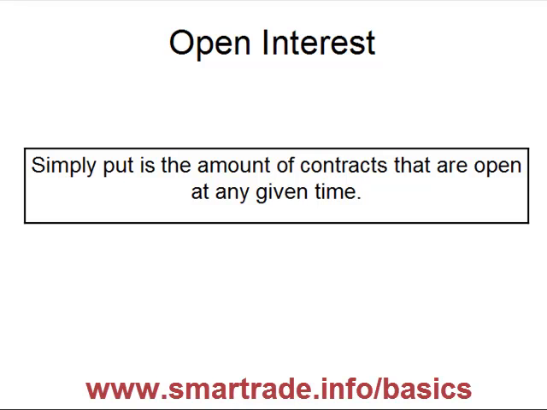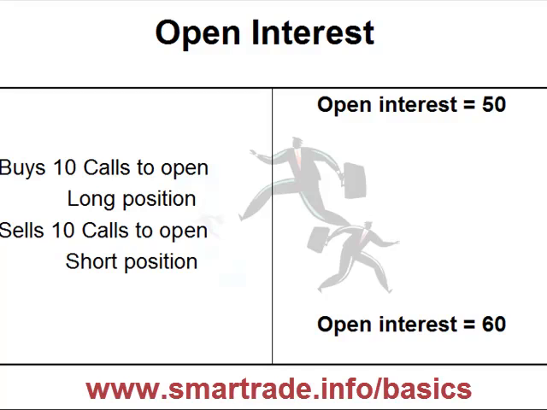Okay, now that is the technical stuff. Now let's get into some real examples to better illustrate it. We're going to start with XYZ stock, which has an open interest of 50, which means 50 options contracts are in existence.